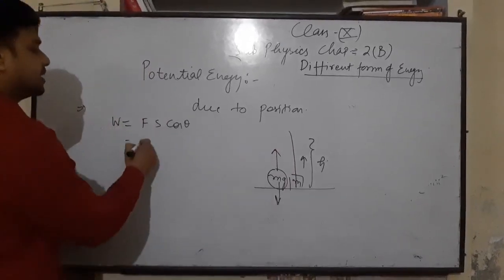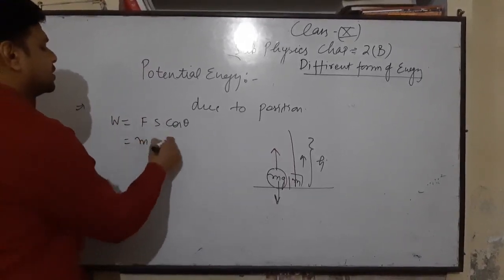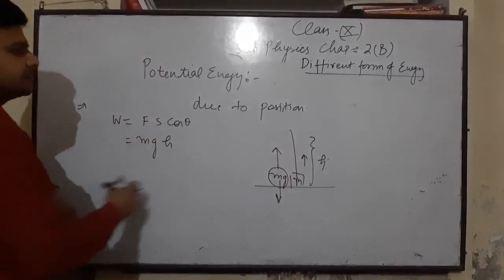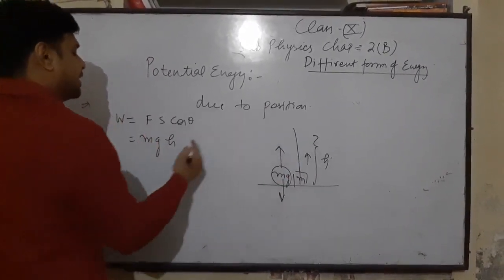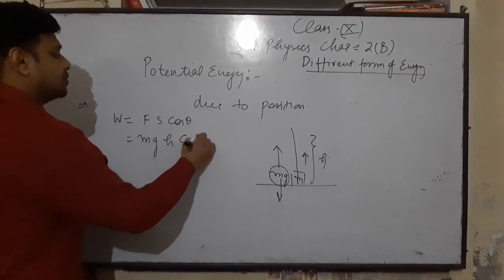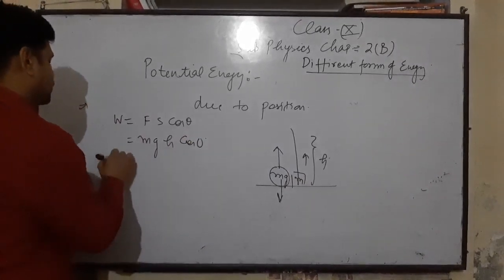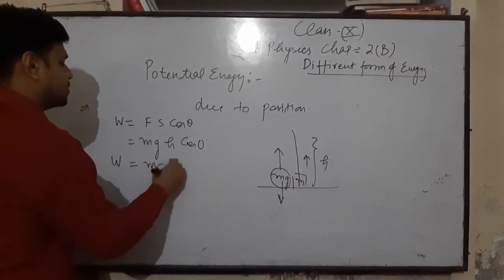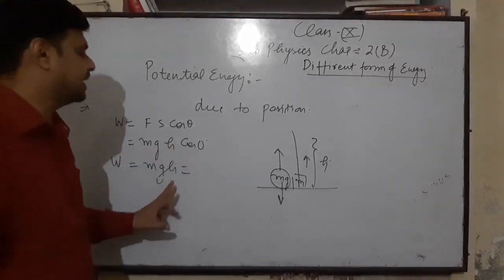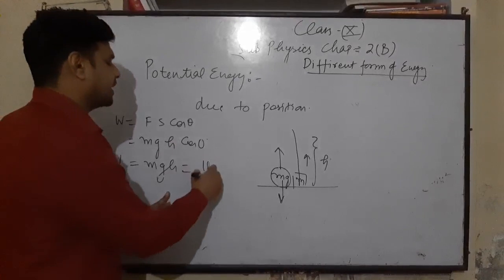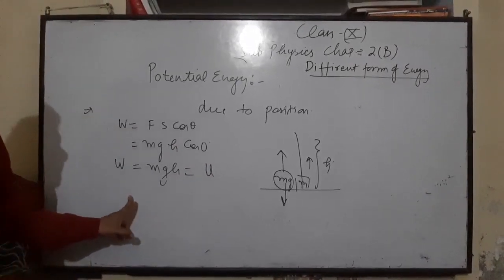So the external force is mg, the displacement is h, and the angle between displacement and applied force is 0. So cos 0 is equal to 1. So W is equal to mgh. This work is stored in this object as potential energy. It is called gravitational potential energy.